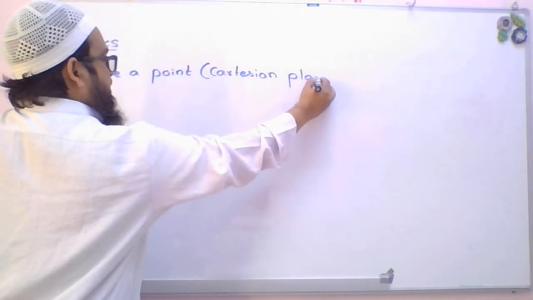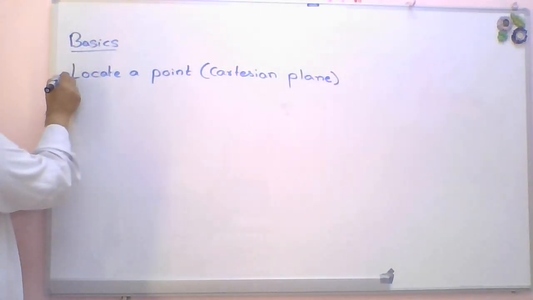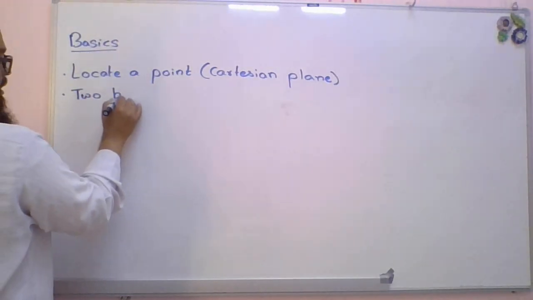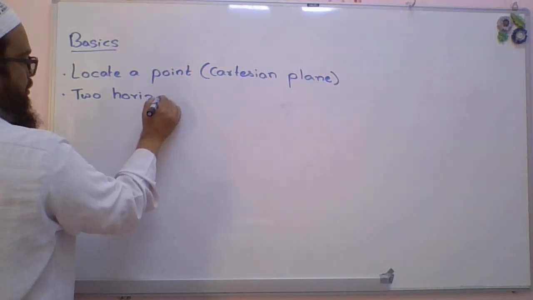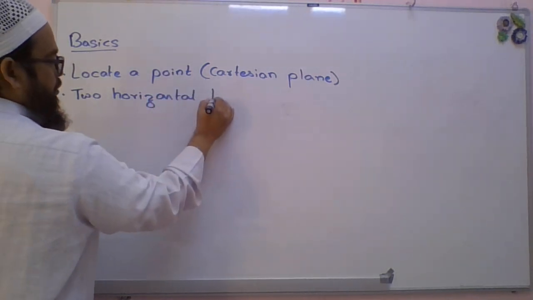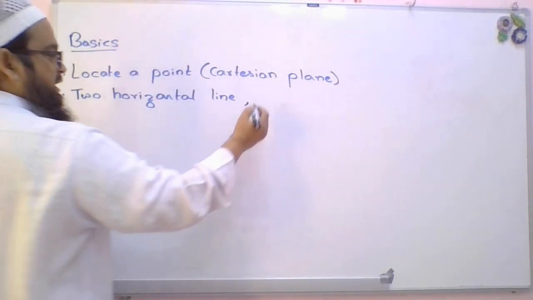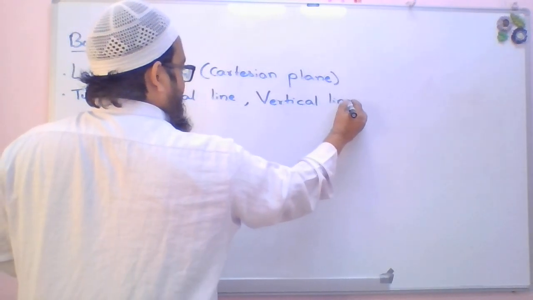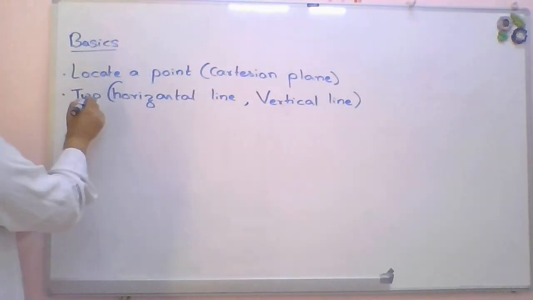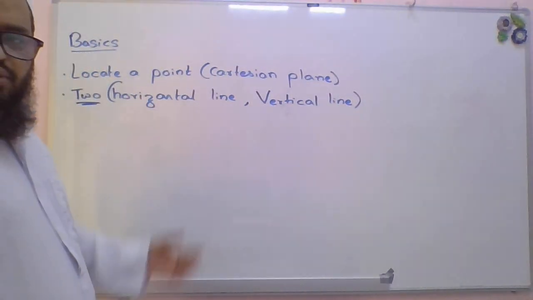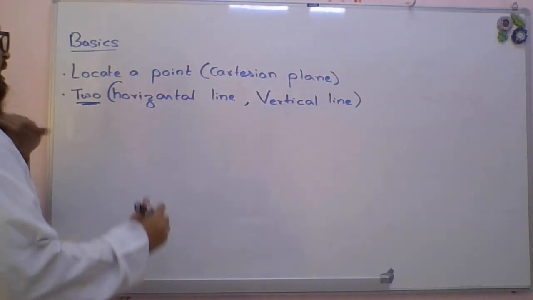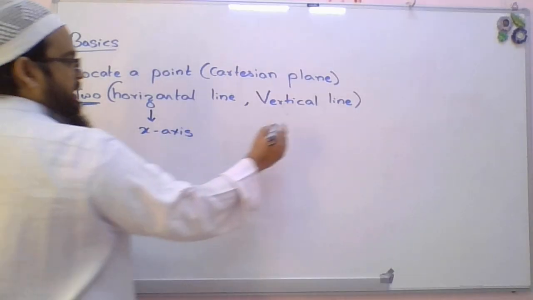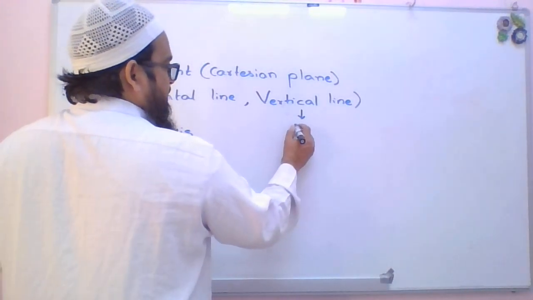So what is the Cartesian plane? The Cartesian plane is a plane which is divided by two lines, one horizontal and another vertical. And this horizontal line we call the x-axis, and the vertical line we call the y-axis.